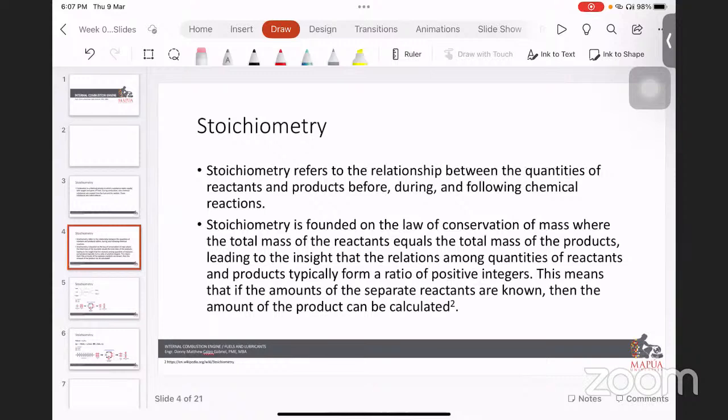Stoichiometry refers to the relationship between the quantities of reactants and products before, during, and following chemical reactions. Stoichiometry is founded on the law of conservation of mass, where the total mass of the reactants equals the total mass of the products, leading to the insight that the relations among quantities of reactants and products typically form a ratio of positive integers. This means that if the amounts of the separate reactants are known, then the amount of the product can be calculated.